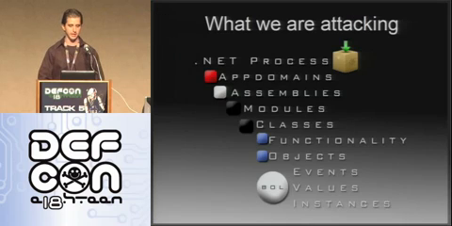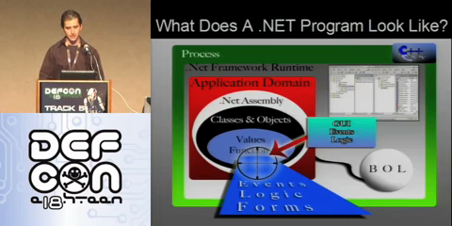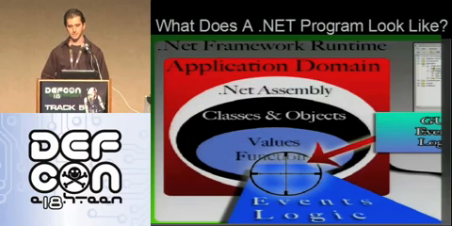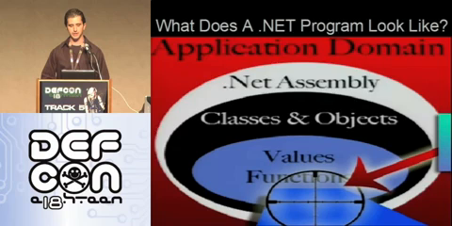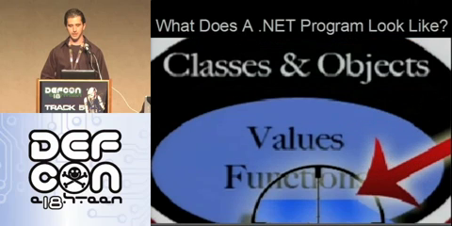So this is what we're attacking, a .NET process. You have app domains, assemblies, modules, classes. This is kind of the structure. At the end, we have our instances, and this is what we're going after. So this is the classical view of a .NET process. You have a process where you have your GUIs and your instances. Inside of that, you have app domains, assemblies, and eventually you have your classes and values and functions. And this is our target.